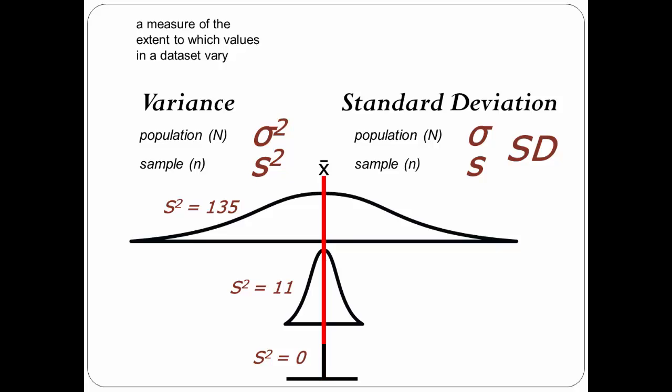Standard deviation is the most frequently used measure of variability. Consider word choice: a deviation from something that is standard. In this case, the mean is the standard. Standard deviation explains the average distance that individual points are away from the mean.